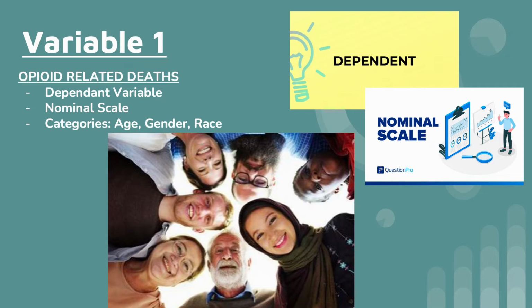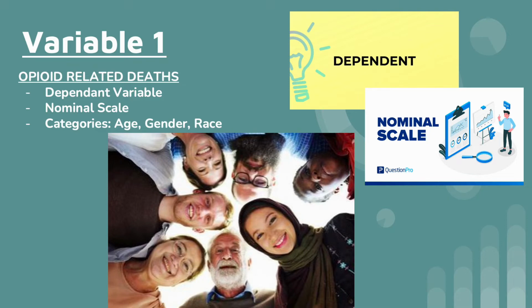So variable 1, which I probably will keep because I'm still going to stick with the opioid-related fatalities. So that is my variable 1. That is my dependent variable. It's on a nominal scale because it has categories. And I'm not going to use these categories. I realize now that these categories are their own variables.